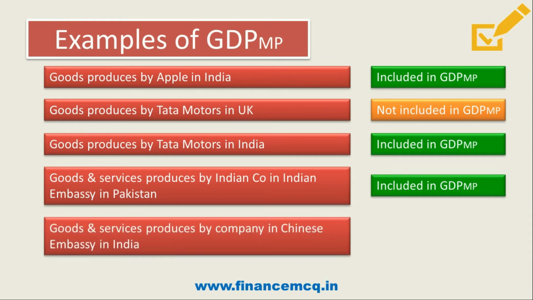Then goods and services produced by a company in the Chinese embassy in India. In this case, will it be a part of GDP at market price? The answer is no, it will not be included, the reason being the Chinese embassy in India is not a part of the domestic territory. So in GDP, the domestic territory plays a very significant role. Try to remember that. I hope this GDP at market price concept is clear to all of you. Now let's move on to the next point.